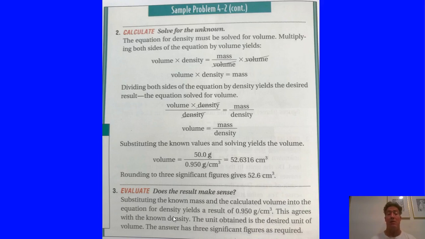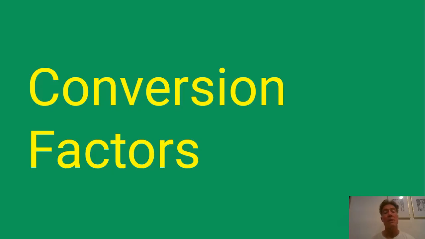Now we evaluate. Does our result make sense? Well, yeah. This is a manipulation of our density formula. Our units canceled the way we'd expect to give us volume units, and our sig figs have the required number of sig figs. All right, and this takes us to really the heart of the chapter.